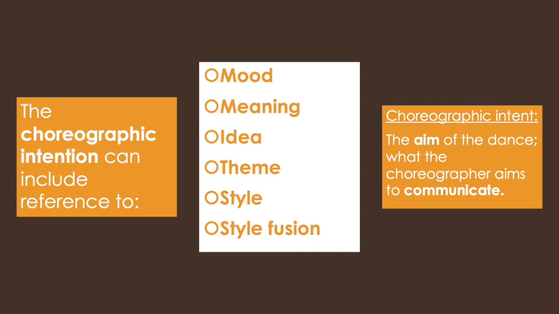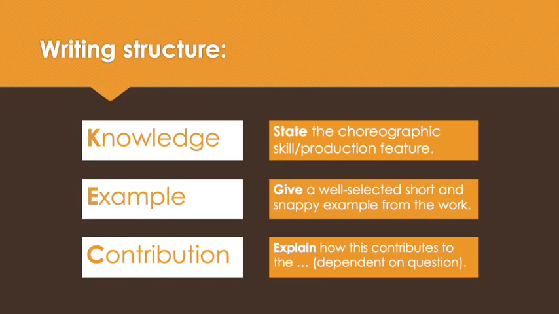The choreographic intention can therefore include reference to the mood, the meaning, the idea, the theme, or the style of the work that you are looking at. The writing structure that we follow for a 6-mark question is KEC. The K stands for knowledge. You will state the choreographic skill or production feature depending on the question.